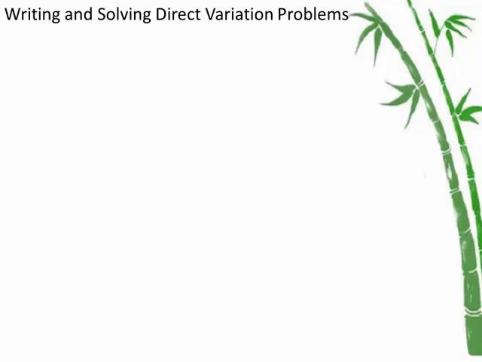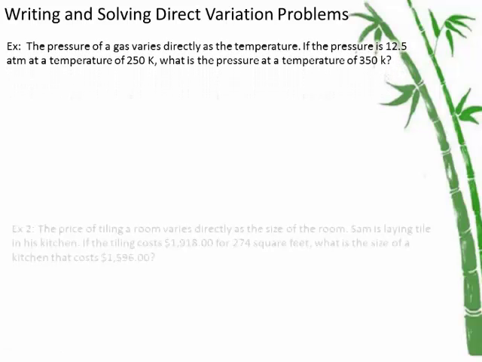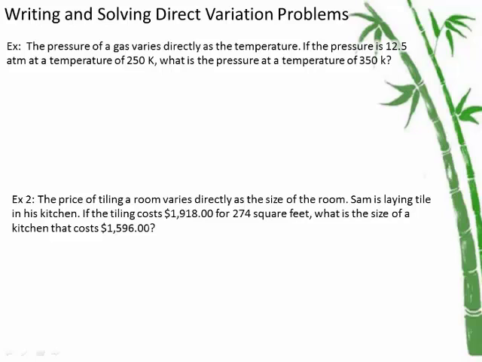Okay, we need to be able to write and solve direct variation problems. So I have two examples. The pressure of a gas varies directly as the temperature. If the pressure is 12.5 at a temperature of 250 K, that's Kelvin, what is the pressure at a temperature of 350 Kelvin? So first, we need to create the equation. Second, we need to solve for K. And then third, we need to find the new pressure.